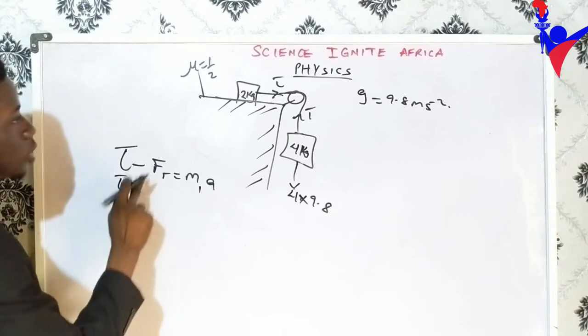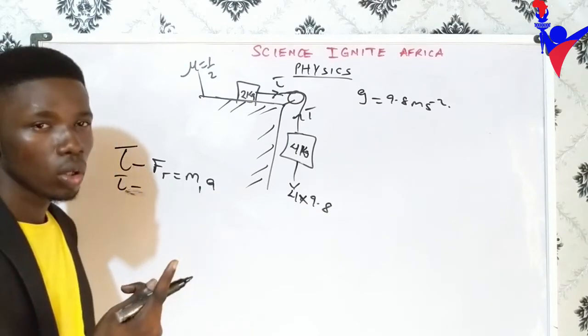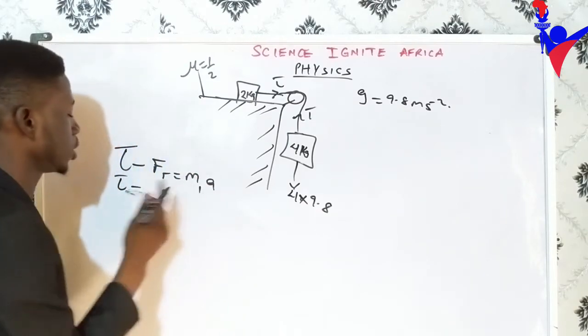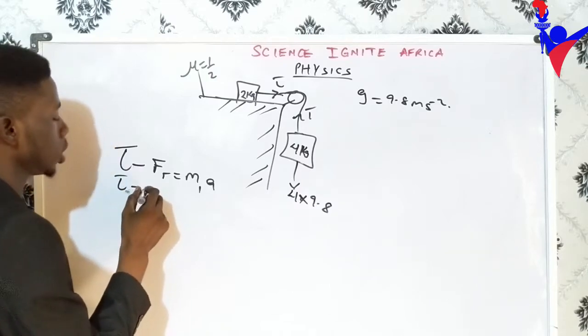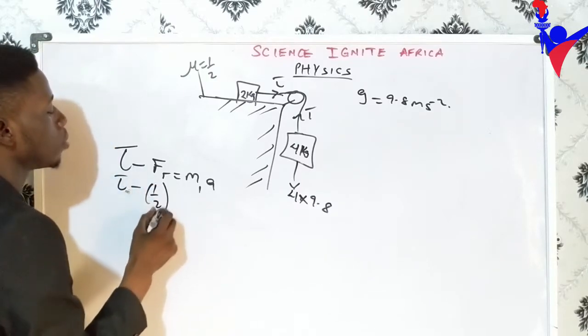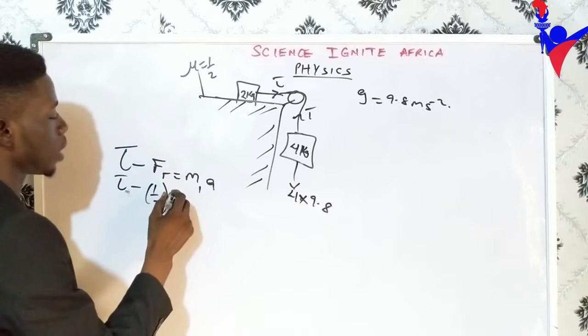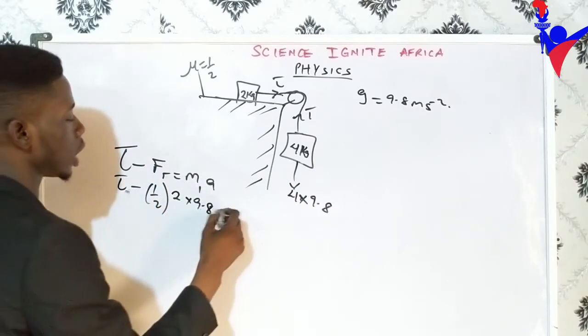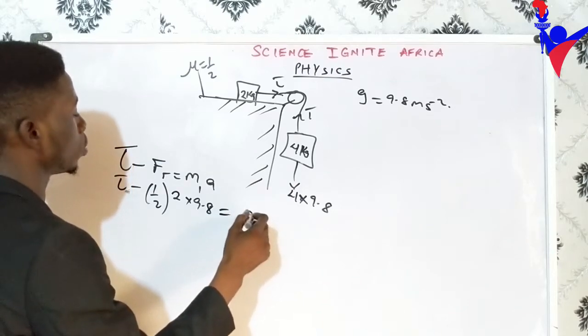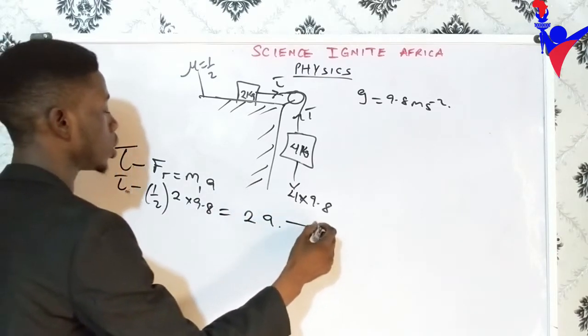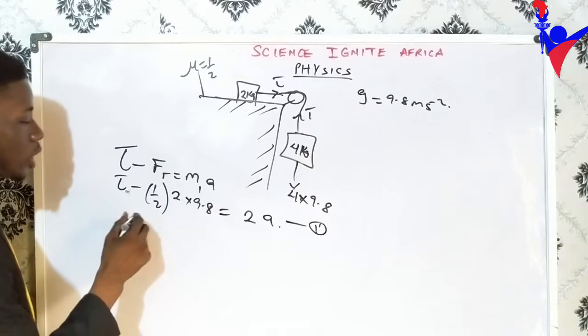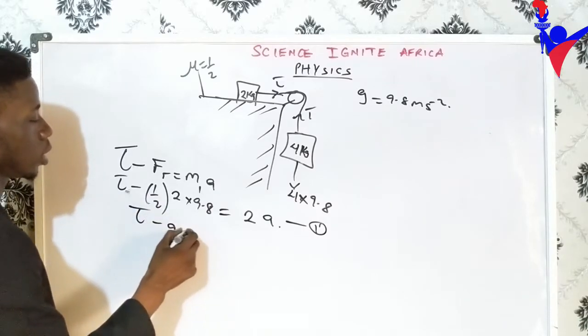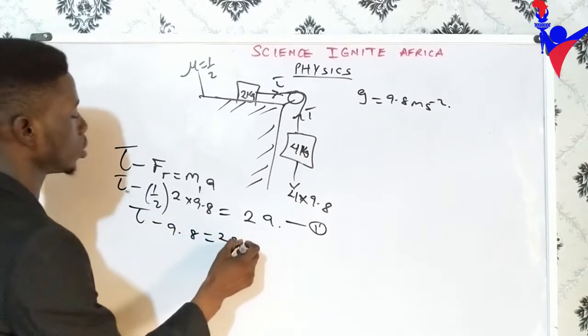So we have T minus, what's the frictional force? That's mu mg. So mu is 1 over 2 multiplied by, what's the MA? We have mass to be 2, then times 9.8. That will equal 2 times the acceleration. So we can call this one equation 1. By the time we simplify our equation 1, we have T minus 9.8 equals 2a.